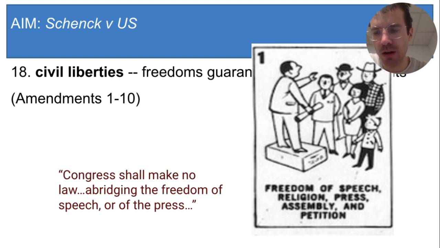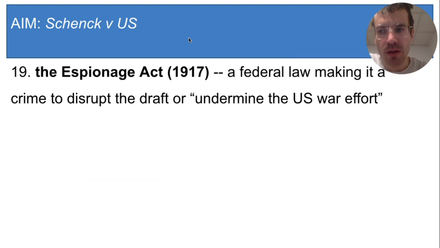Civil liberties always get restricted during wartime, and World War I was no exception. So in 1917, just after the US entered World War I, Congress passed a law called the Espionage Act. And the Espionage Act made it a crime to disrupt the draft or otherwise undermine the US war effort. This law was broadly defined, and it wasn't long before it was being used to arrest people whose actions would have been perfectly legal during times of peace.